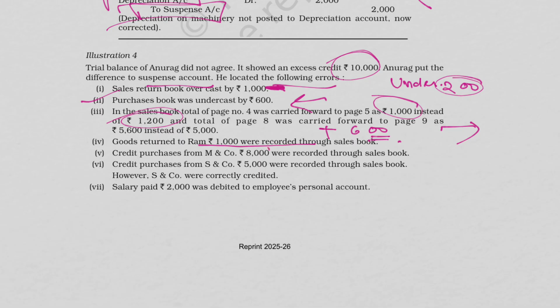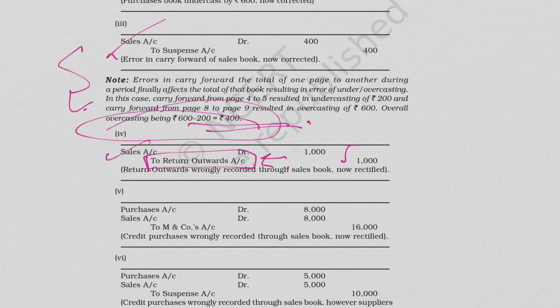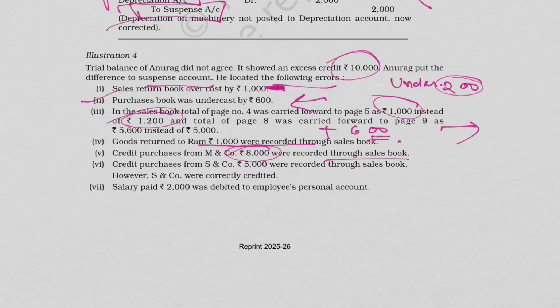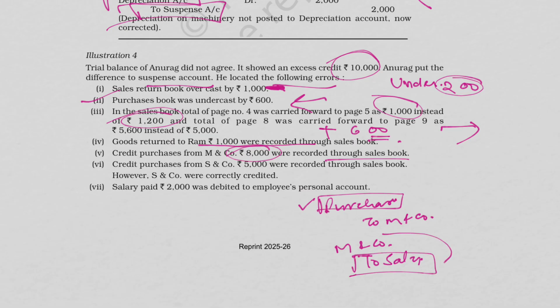Next we have credit purchases from Messrs MN Company 8000 were recorded through the sales book. Actually purchase should have happened. Purchases to MN Company. It was recorded through the sales book. That means we have shown it as sales to MN Company. So this should have been the correct entry. This is a wrong entry. So this will be debited.